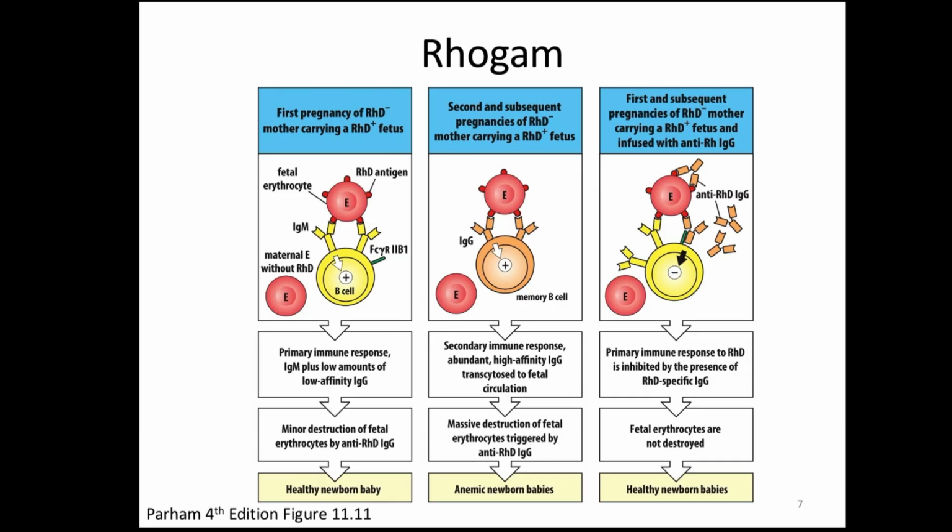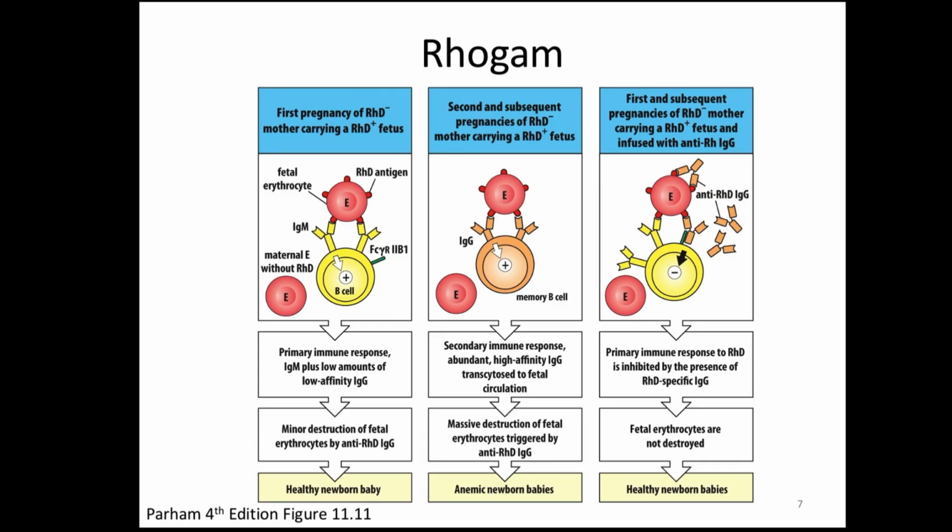Yep, David. RhoGAM is applied in the second pregnancy, right? It's actually usually applied in the first pregnancy as well to sort of block any B cell activation. Okay. Potentially, at delivery, you want to make sure you block. Main fetal death occurs during the second. Yeah, the goal with the RhoGAM is to make sure the second pregnancy goes okay.